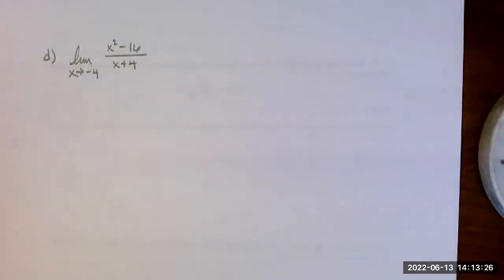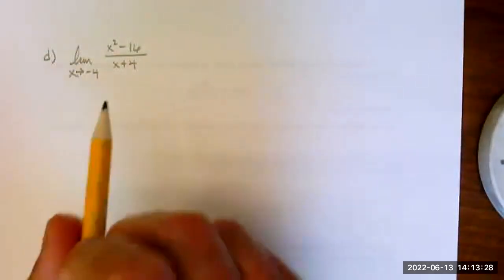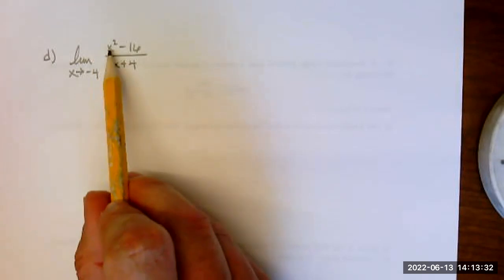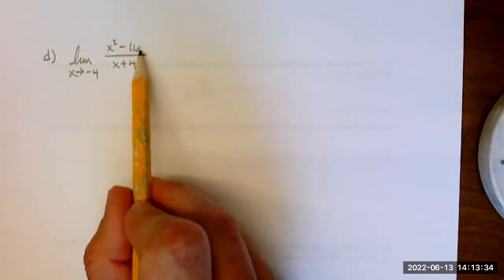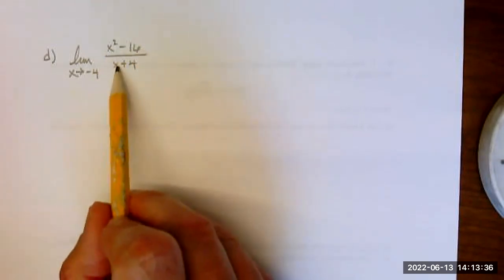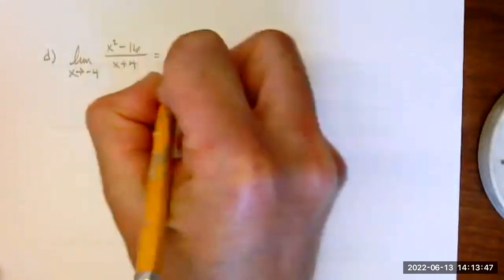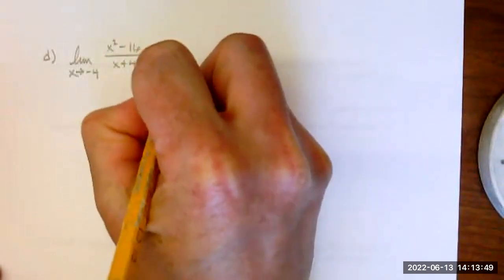I'm going to go ahead and do the problem. How would we go about this? Well, if I was to plug in -4, that would give me 16 minus 16, 0 over 0. So I know there's a hole. And if there's a hole, then my approach is going to be to simplify and then plug in. So I'm just going to work right out here on the side.